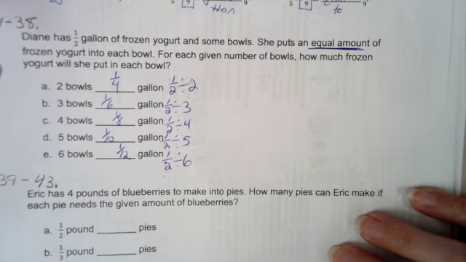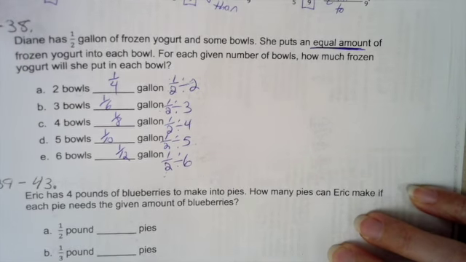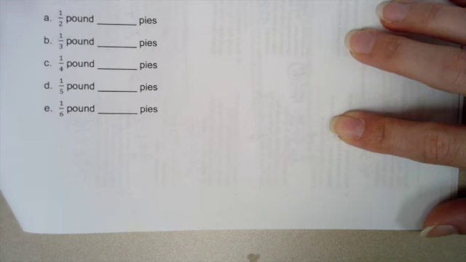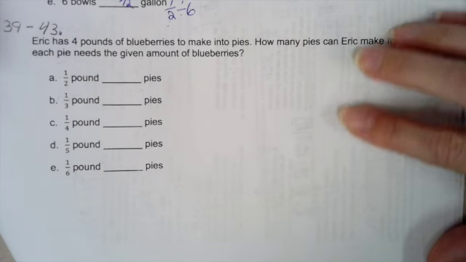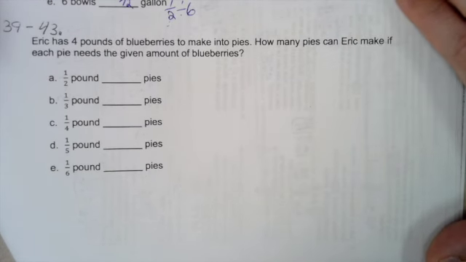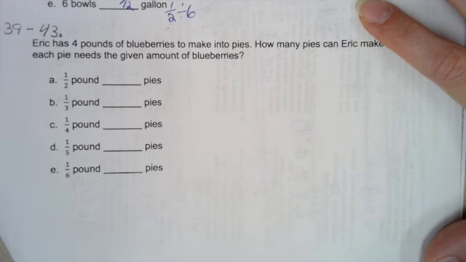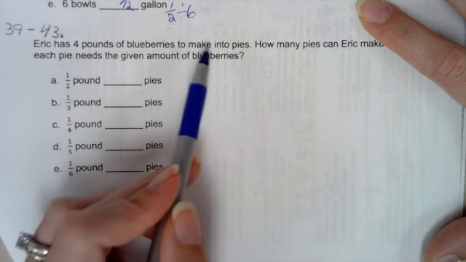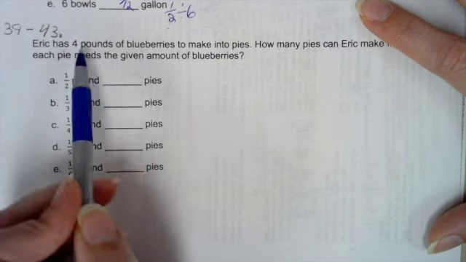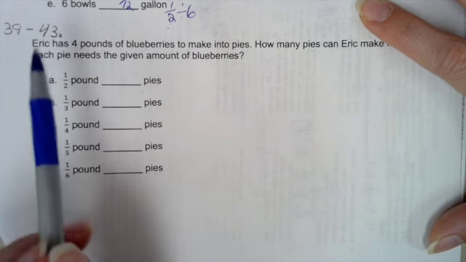The last few problems, very similar to what we just did. Eric has 4 pounds of blueberries to make into pies. How many pies can Eric make if each pie needs the given amount of blueberries? So we're taking blueberries and we're making pies with it. So this is division. So we're splitting.